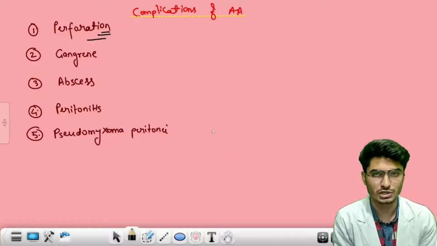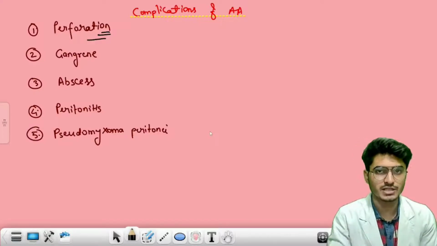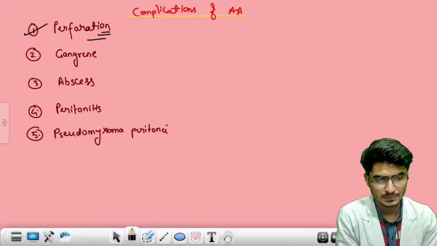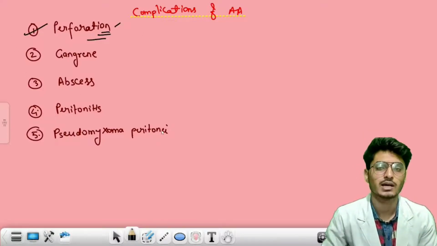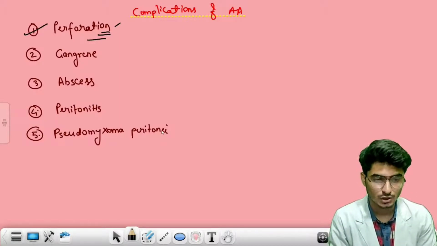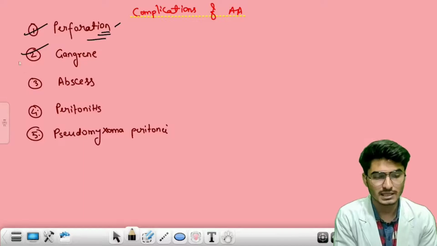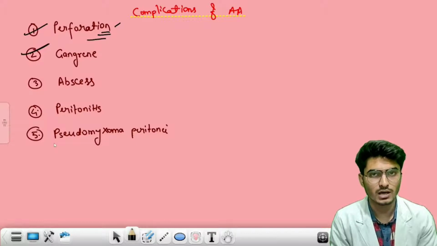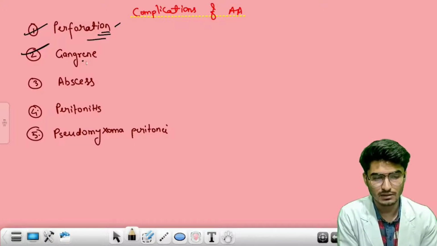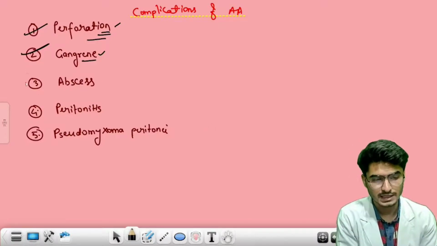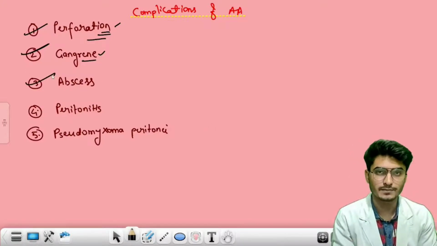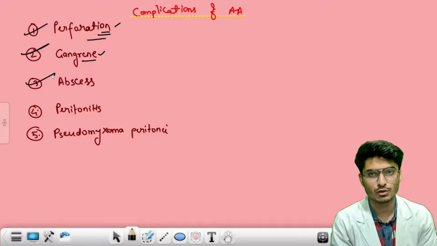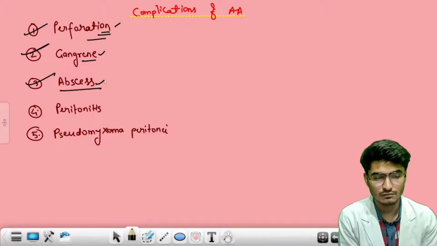First one is perforation. If the greater omentum is not covering the acute appendicitis, it undergoes perforation. Apart from that, prolonged ischemia also causes perforation, due to necrosis followed by gangrene. If prolonged ischemia is there because of appendicular artery obstruction, it causes ischemia, necrosis, and gangrene, followed by abscess. If E. coli or Bacteroides fragilis grow at the appendix, they cause pus formation, which collects in the form of an abscess, which should be drained.